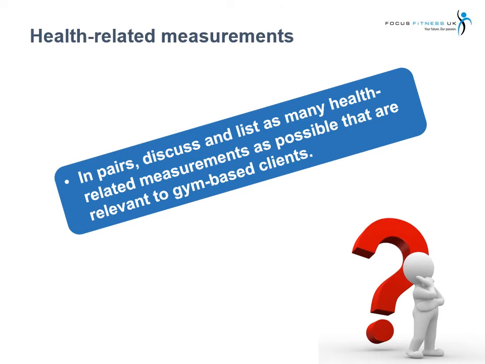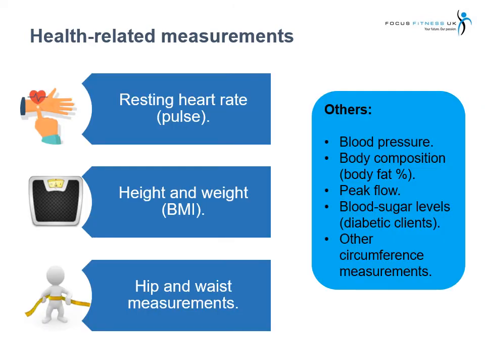So what you might want to do is think about how many health related measurements you could take. Think back to your health related fitness. You might get things like heart rate, resting heart rate. I'm sure you've had your pulse taken. You can also take height and weight, and then you can calculate BMI from the height and weight. If you're calculating BMI, make sure you get the height in metres and the weight in kilos.